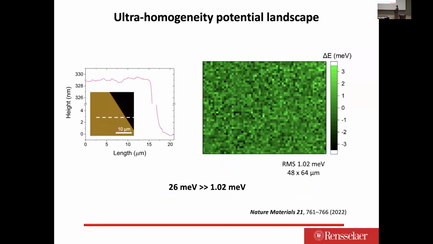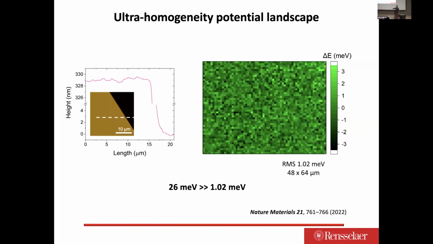And if you also do polariton mode mapping, in our case we see a peak-to-peak variation of about plus or minus 3 meV. So essentially, if you convert it into RMS roughness, that means we have an RMS roughness of 1 meV. So compared with room temperature, now we have almost 5% of the room temperature thermal fluctuation. Our sample compared with room temperature is ultra flat.